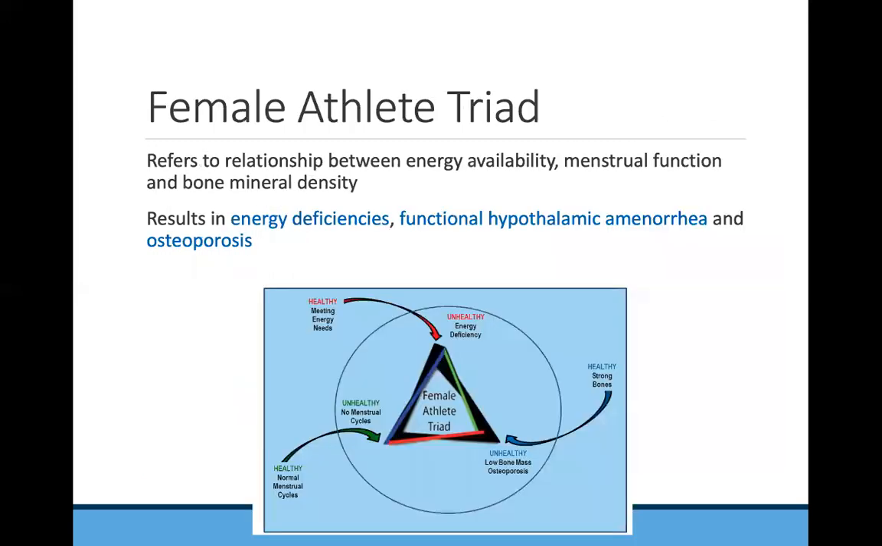Next up, we have the female athlete triad. This relates to the relationship between available energy, menstrual function, and bone mineral density. And it can result in an adolescent having disordered eating, resulting in energy deficiencies, amenorrhea, and osteoporosis.